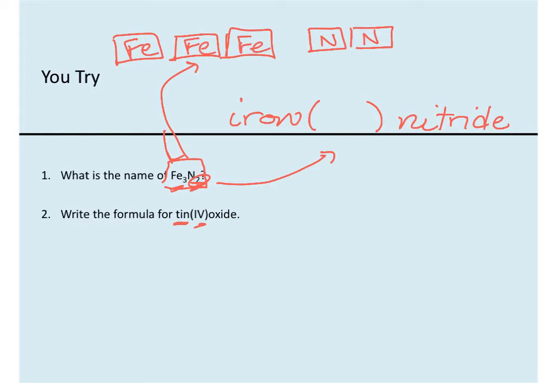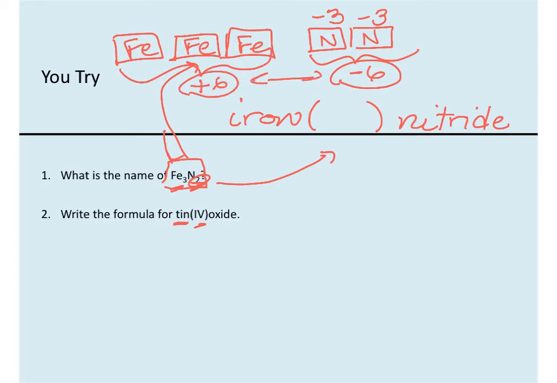Okay. Again, you don't necessarily have to draw this out. It just helps me visualize it. I know the charge on each of the nitrogen atoms. Nitrogen, when it's an ion, has a charge of -3. So my total negative charge is -6. I know now that my total positive charge must be +6 in order to balance out the negative charge.